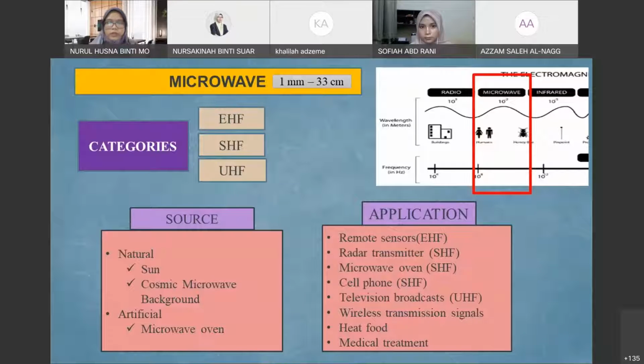Besides the microwave oven, microwaves also come from natural sources, such as the sun and cosmic background. For cosmic background radiation, it is thought that it is the leftover radiation from the Big Bang Theory. So, anyone know about the Big Bang Theory? But I think most of us have heard about the Big Bang Theory, right?